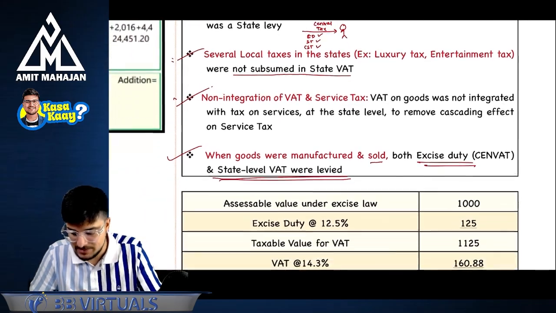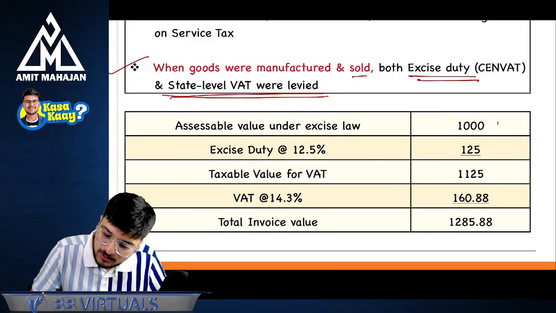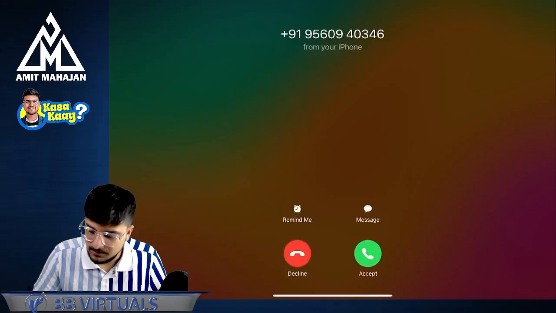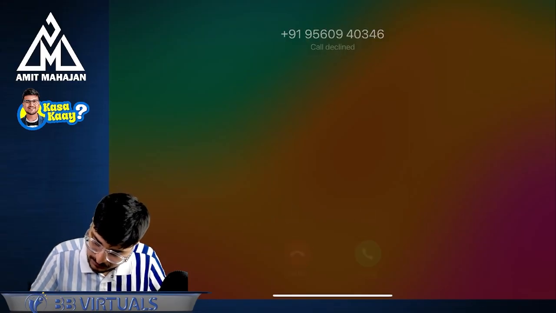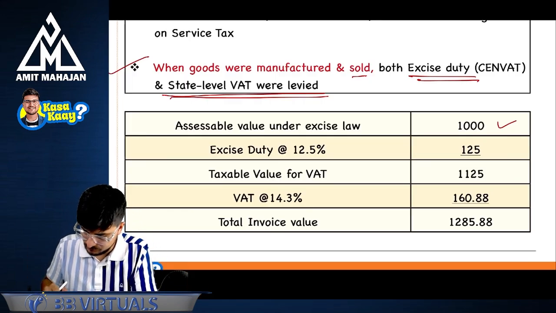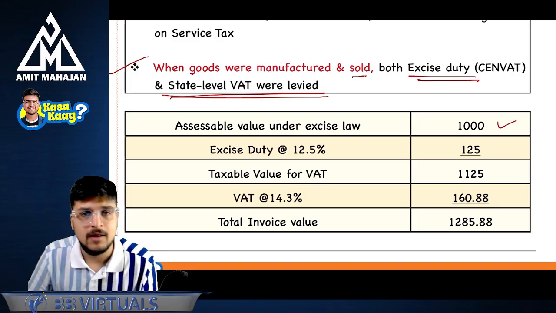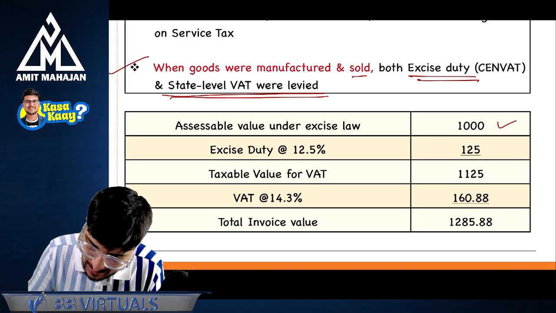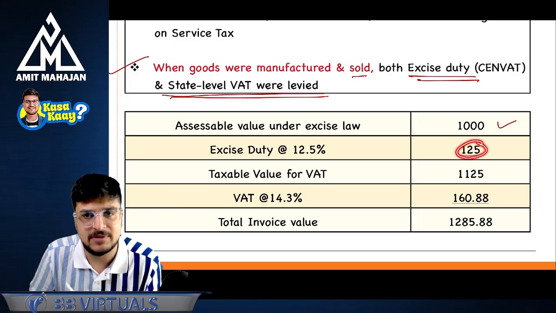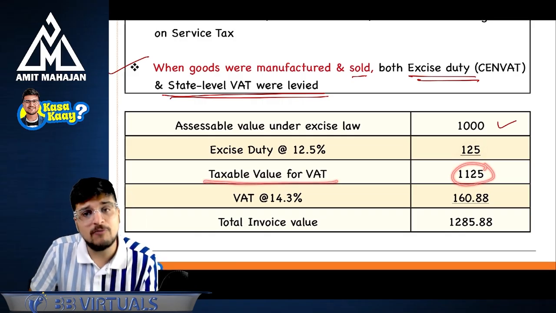Earlier, what used to happen is, see, you will find this example here. Assessable value was 1000 and the excise duty was 12.5%. That is 125. Taxable value for VAT is 1125.